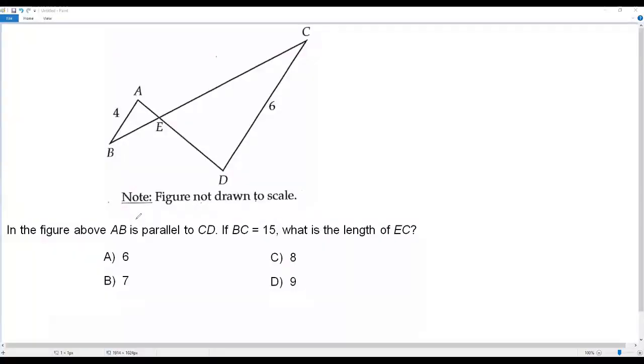Here we have a SAT math question. There is a figure given over here. In the figure above, AB is parallel to CD. If BC equals 15, what is the length of EC?